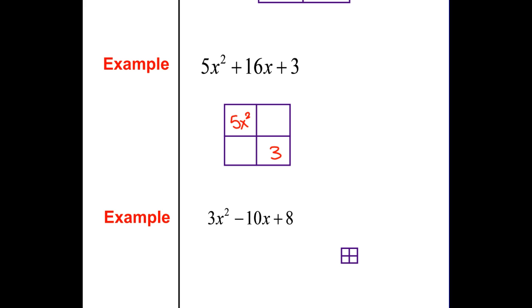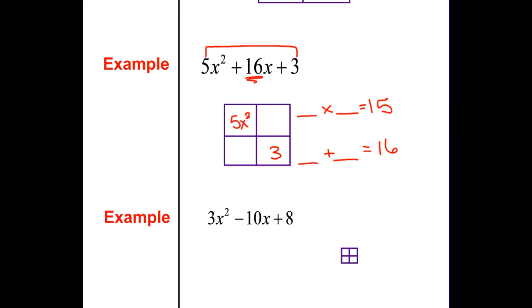Now I need to figure out what I'm going to put in those other two boxes. How I figure that out is I take my a times my c, remember, using standard form for quadratics, ax squared plus bx plus c. So I'm going to take my leading coefficient times my constant. Well, that's going to be 15. And we're looking for two numbers that multiply to equal 15, but also add to equal this middle number, 16.